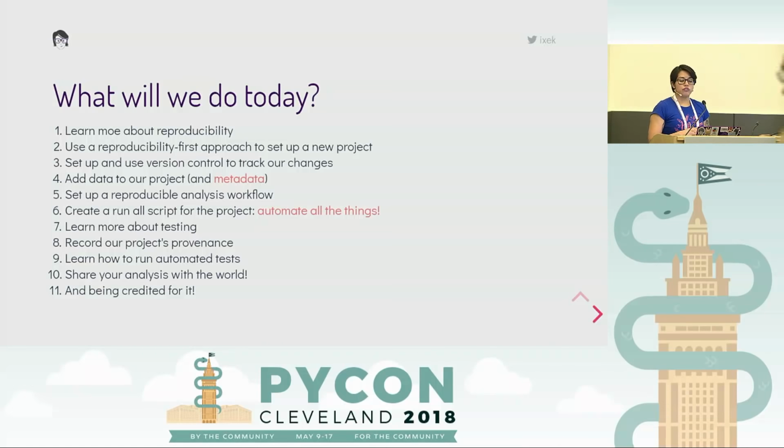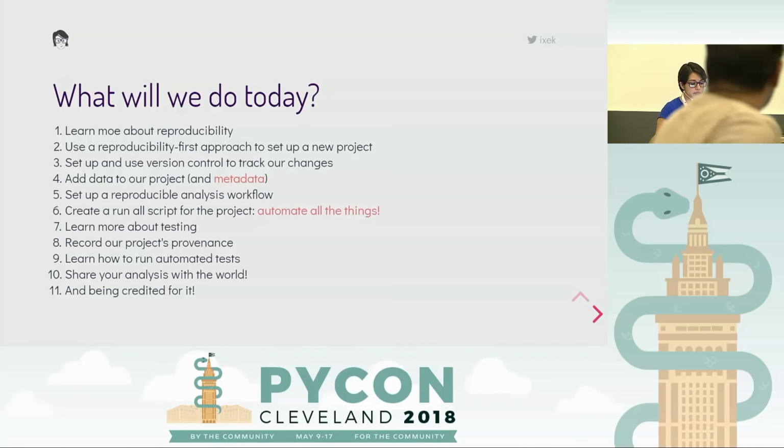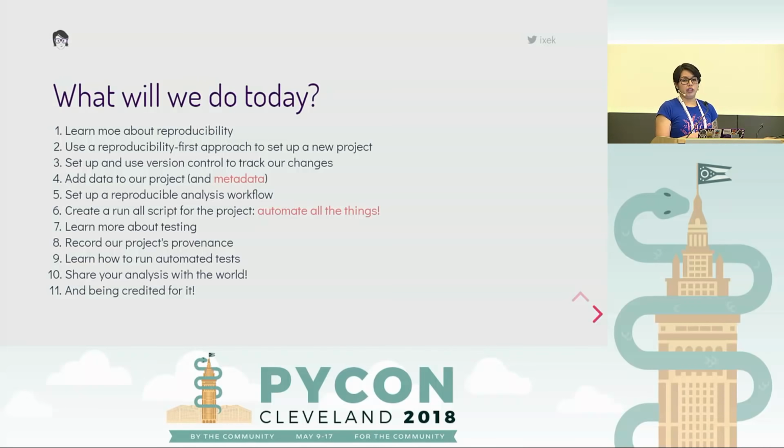Also, set up and use version control to track our changes, because that is very, very important. Also, we're going to discuss a bit of data management and a bit about metadata. Set up a reproducible analysis workflow, and this means to have it as automated as possible so that you don't have to click here, drag there, remove and rename things. So the less our workflow relies on the user, the more reproducible and robust it's going to be.